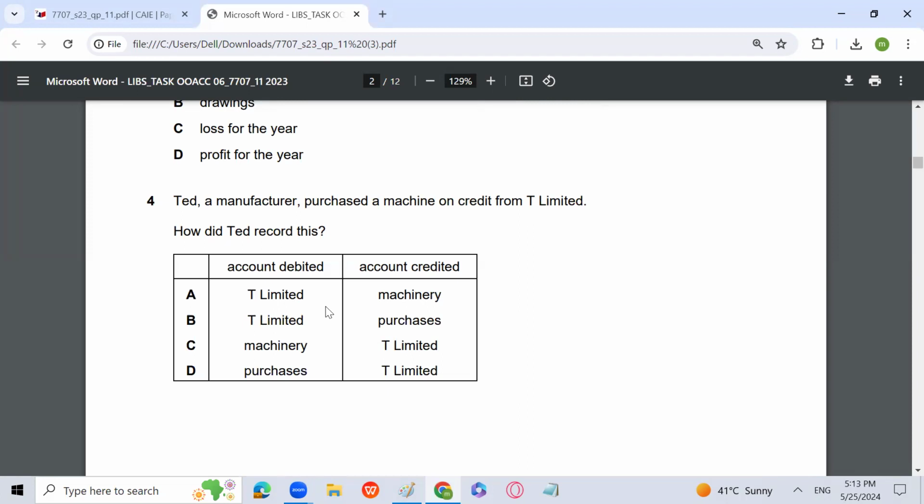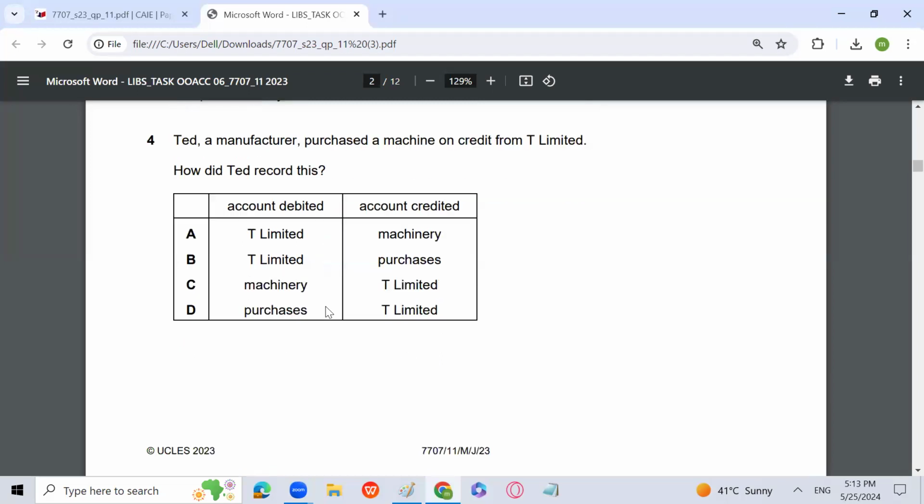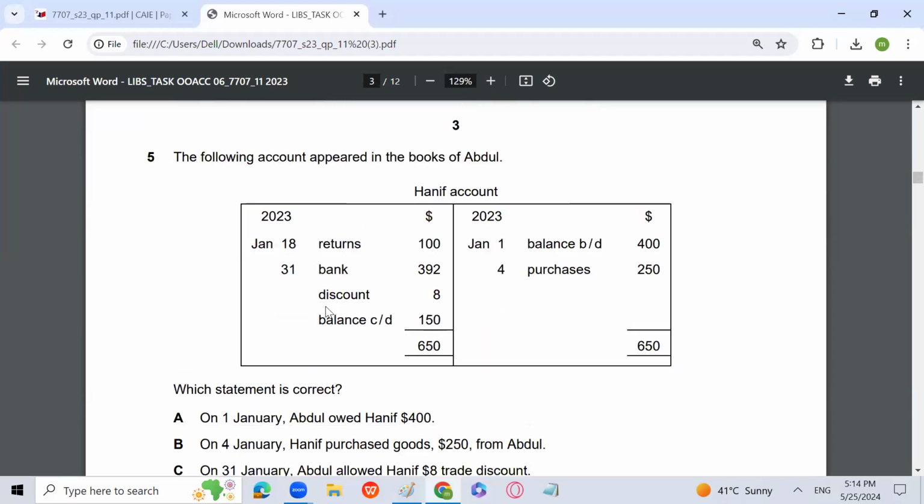So machinery is an asset, an increase in asset is debited, and T Limited is a liability. So an increase in liability is credited because he is our trade payable. Purchases won't come. Purchases come only when goods are purchased.